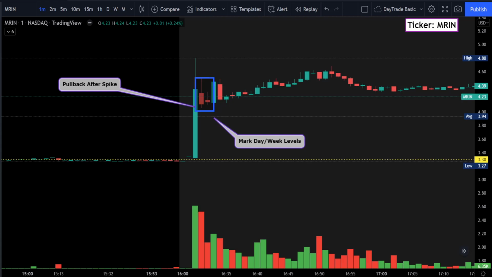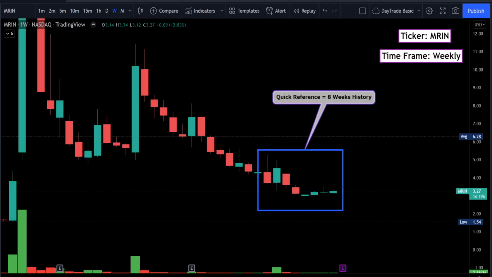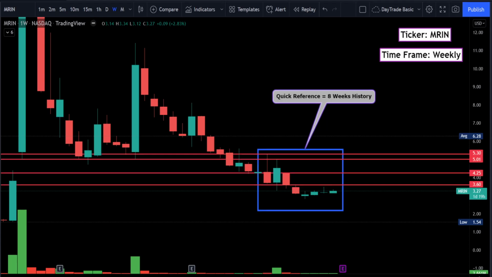We can also see, looking at the 1-minute chart, we had a pullback after that spike. This is a great time to mark those levels. During this time, we can switch to a weekly time frame and use those 8 weeks for a quick reference. We'll mark the wicks and the candle bodies to show any resistance levels we may see.